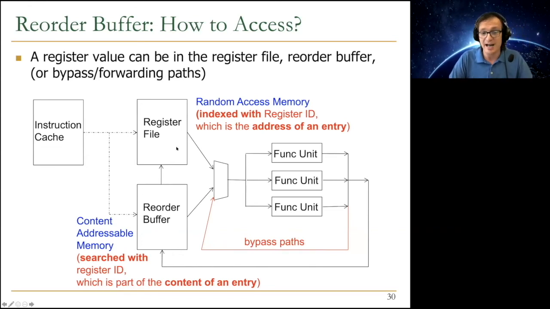So basically, I've given you that we need to search the register file. It's easy. It's an index. But searching the reorder buffer for the latest definition of R3 is not easy. It's content addressable memory. It's a difficult search. And also, you have the bypass paths. But now you know how to get the value from where, right? So hopefully this is clear.